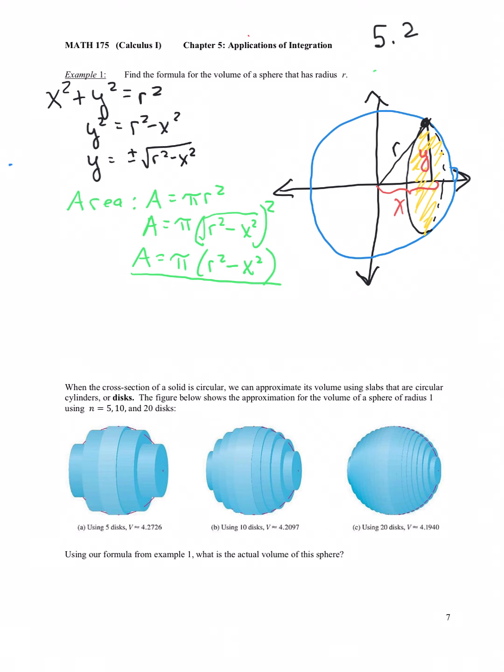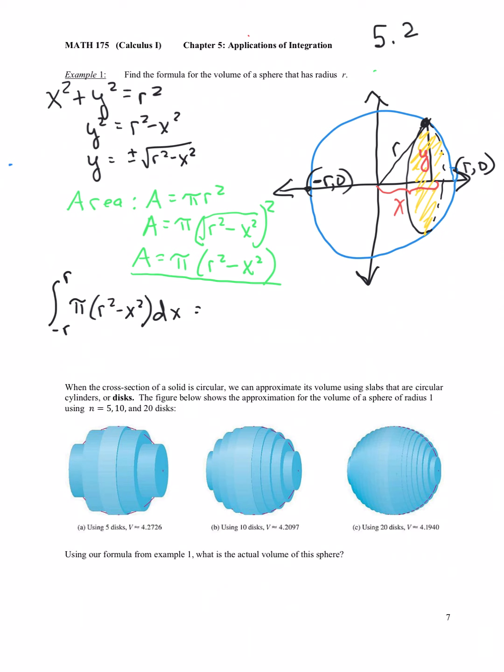So let's set up our volume. All right, now please take a look. I was able to get my bounds of negative r to r because on our circle over here, this value for x will be negative r, and the y value would be 0, true, and this value over here would be r, 0. That is how I got my bounds.